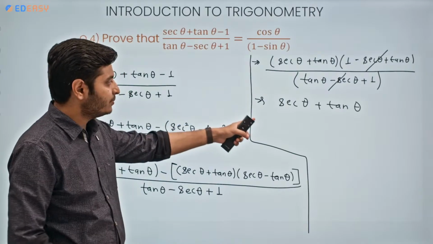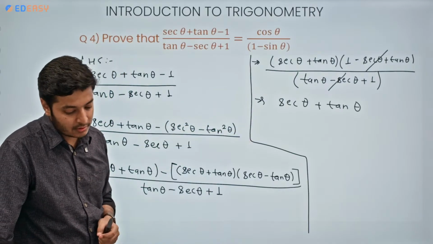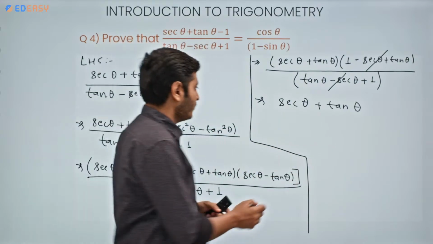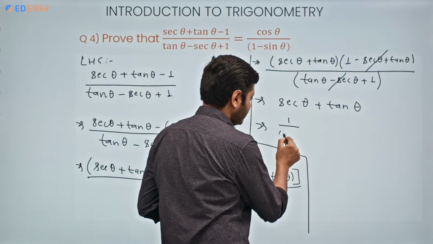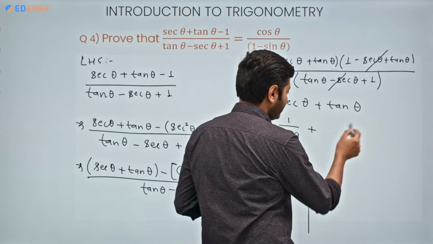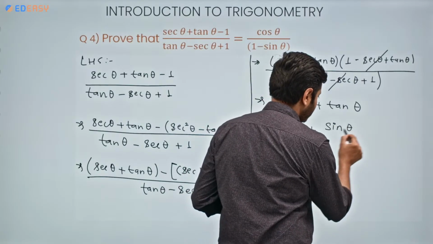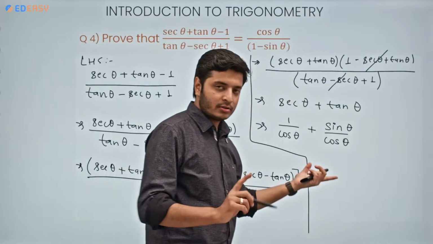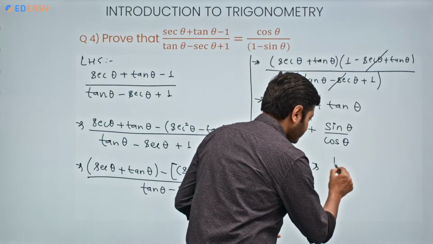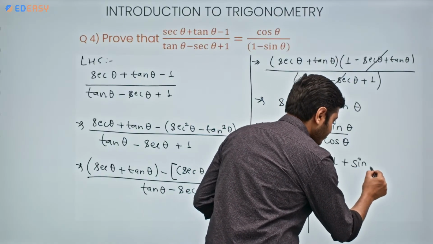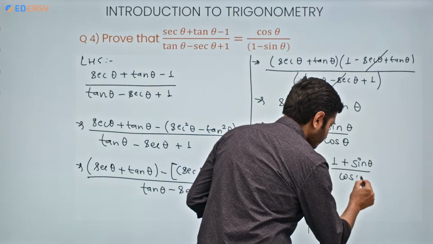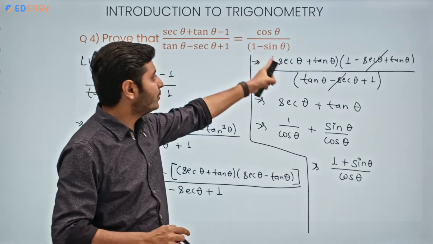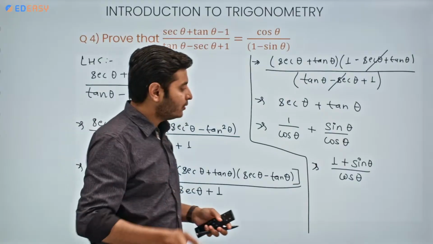Now, is there any relationship between secant theta and tangent theta in terms of sine and cos? Yes. Secant theta is 1 by cos theta. Tan theta is sine theta by cos theta. Still, we can take cos theta common, but the main problem will become that in the numerator it is 1 plus sine theta, in the denominator it is cos theta. But I need cos theta in the numerator and 1 minus sine theta in the denominator. Okay, what to do now?